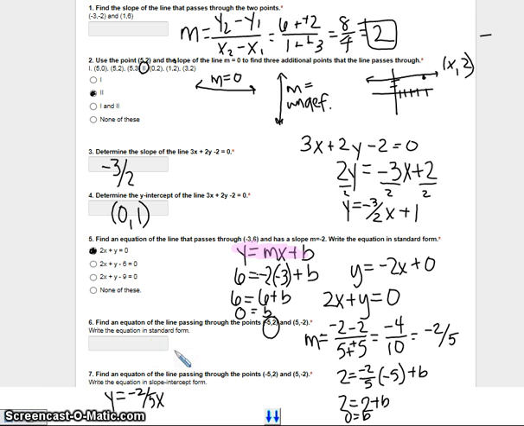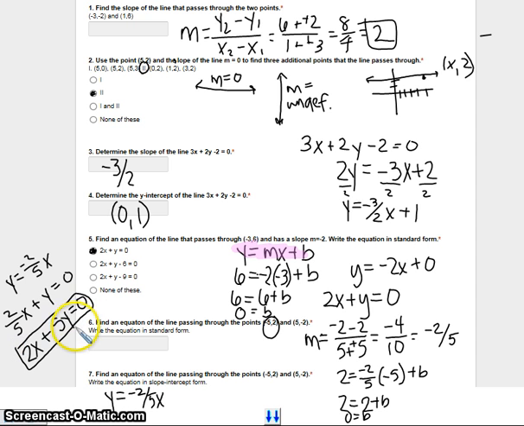To do my standard form, I'm going to come over here just a little bit. Y equals negative 2/5 x is what I had. I want everything on the same side. So 2/5 x plus y equals 0. I need no fractions, so I can multiply the whole thing by 5. So I get 2x plus 5y equals 0. Now everything's on the left. It's set equal to 0. The x is positive. There's no fractions. That's my standard form.